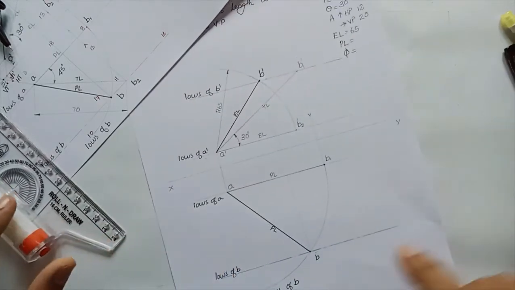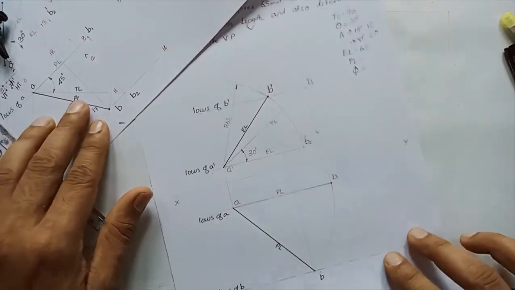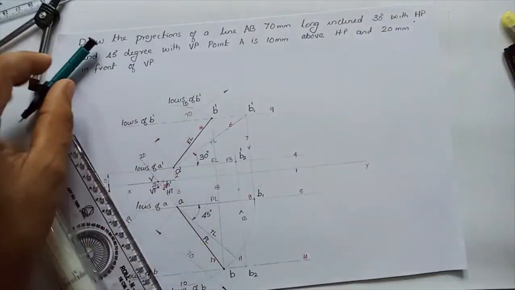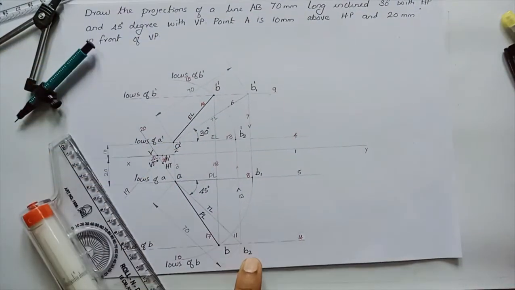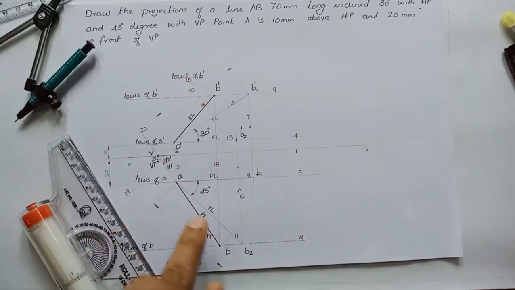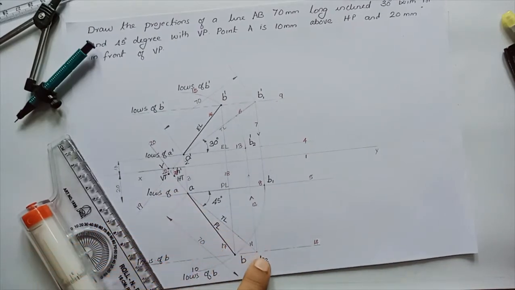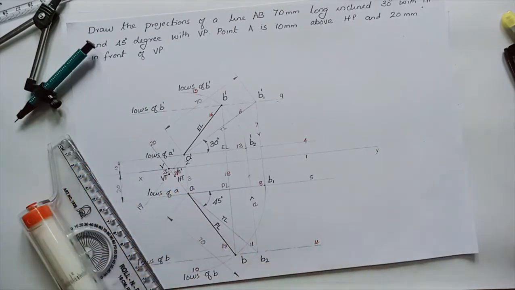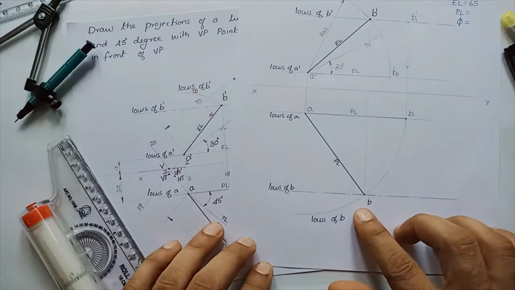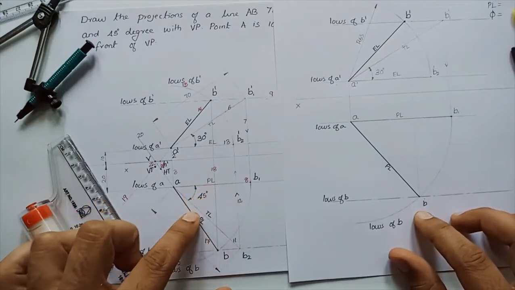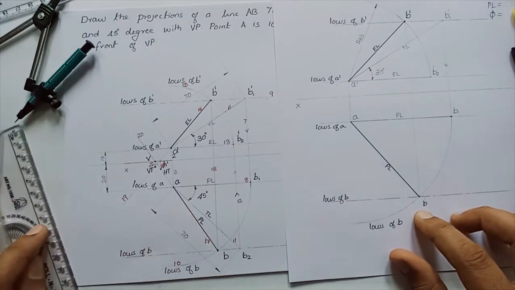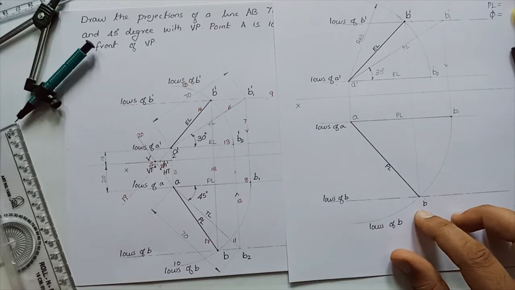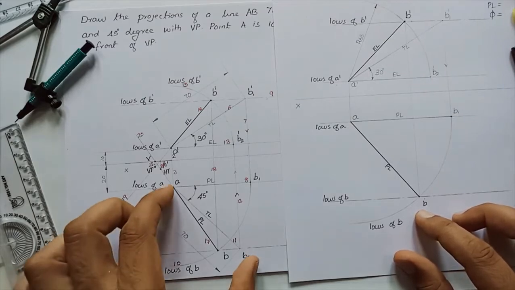Now on this locus line of B we are having point B2. So this is B2, connecting A and B2. This is actually a true length line, so if you are able to draw this A B2 line in our problem, we'll be able to find out this actual inclination, which is phi. So how to draw this true length line? Already the true length is given in our question.